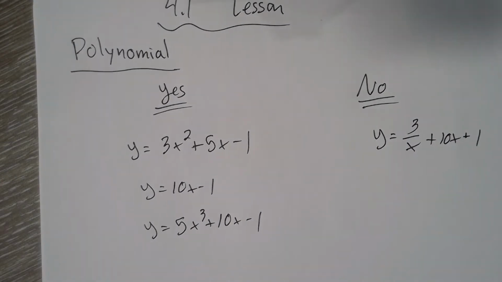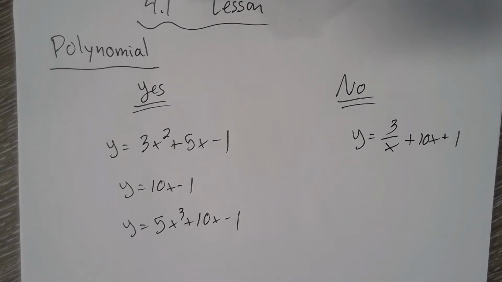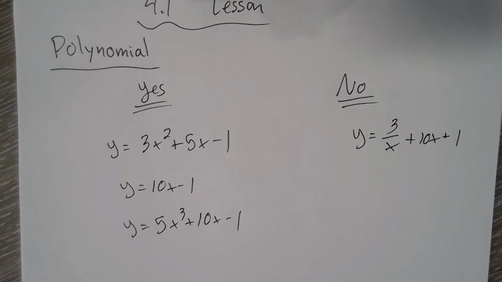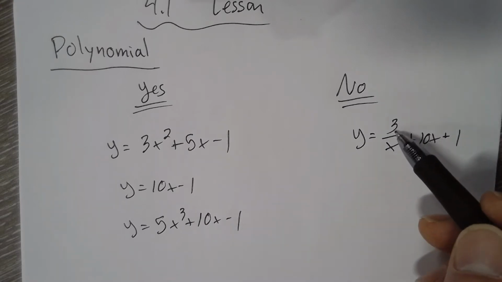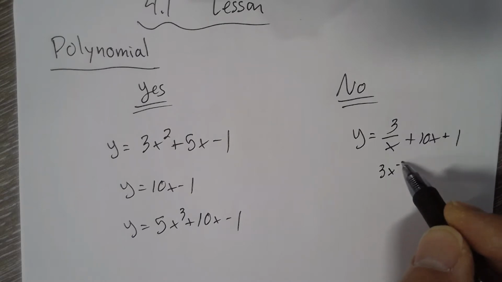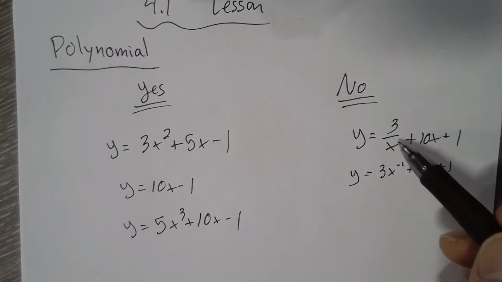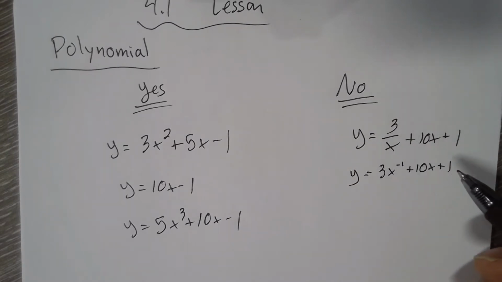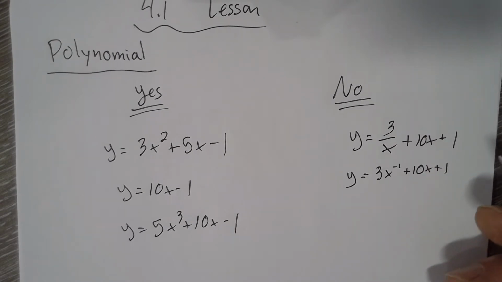So what's different about that one? Phoebe, why do you think that that is not a polynomial? Good. X is on the bottom. Very good. So if you are dividing by x, that's not a polynomial. We could think of that as 3x to the negative 1. That's another way of writing that same equation. So if you're dividing by an x, or if you have a negative exponent, that is not a polynomial.